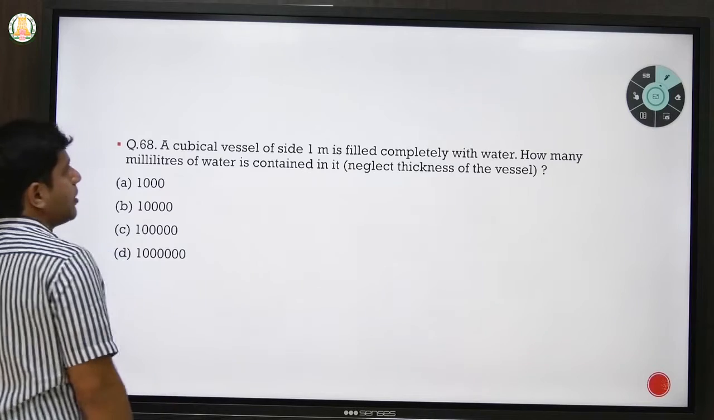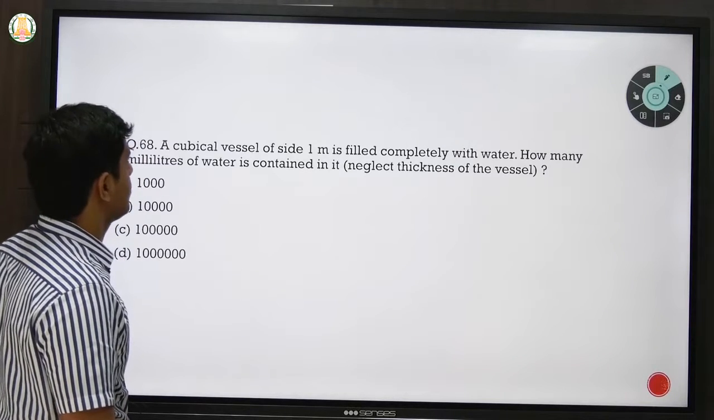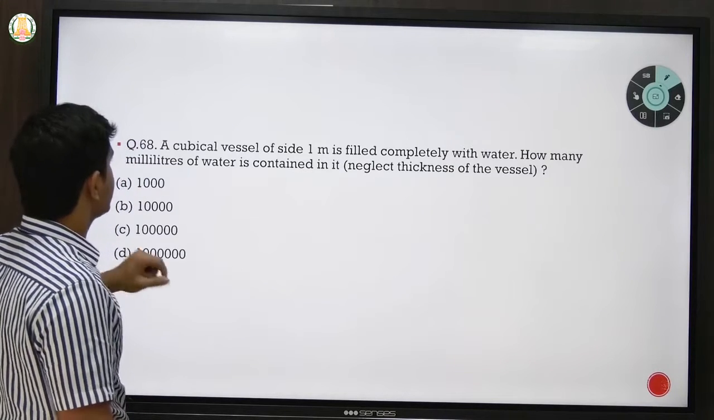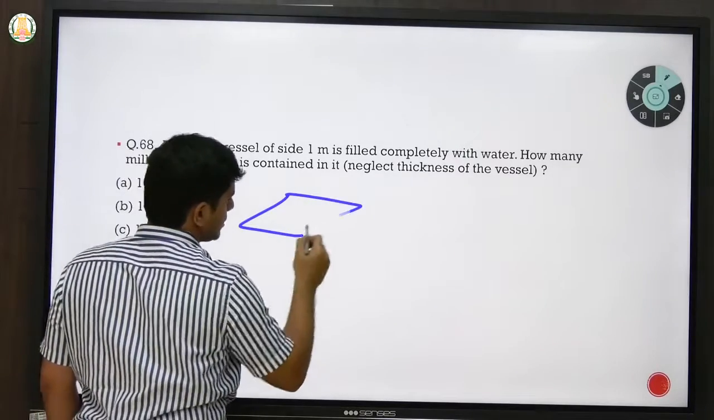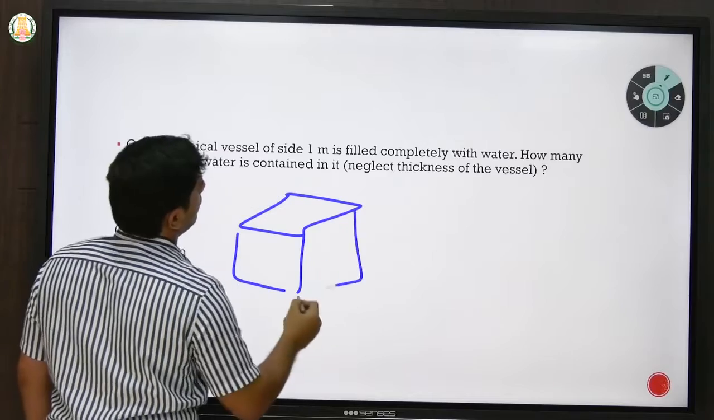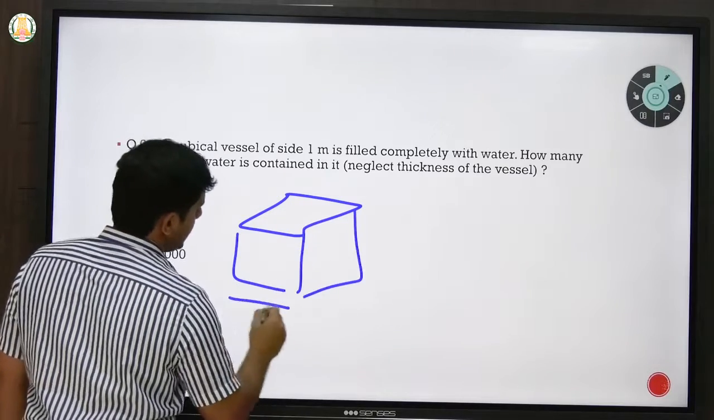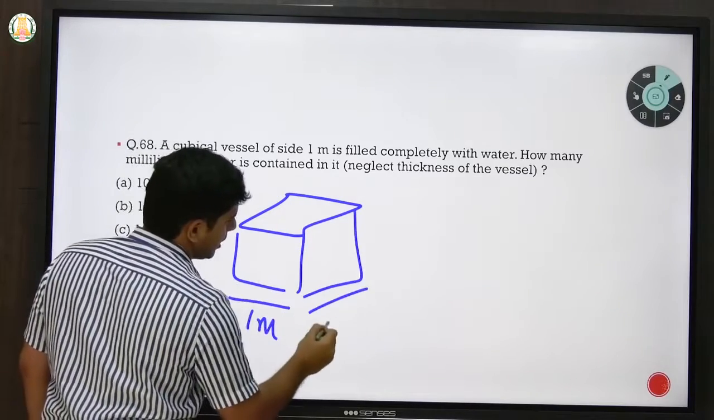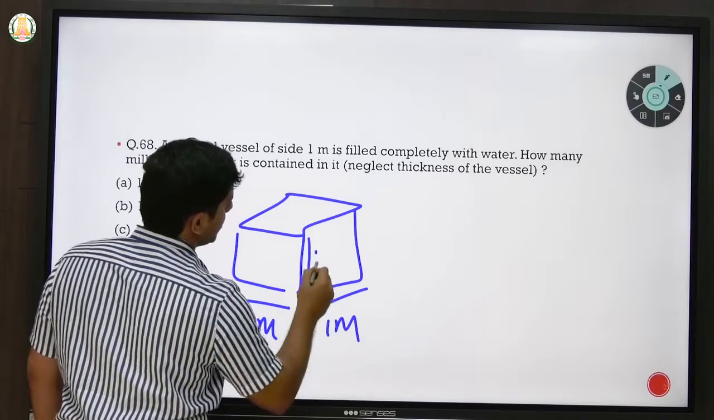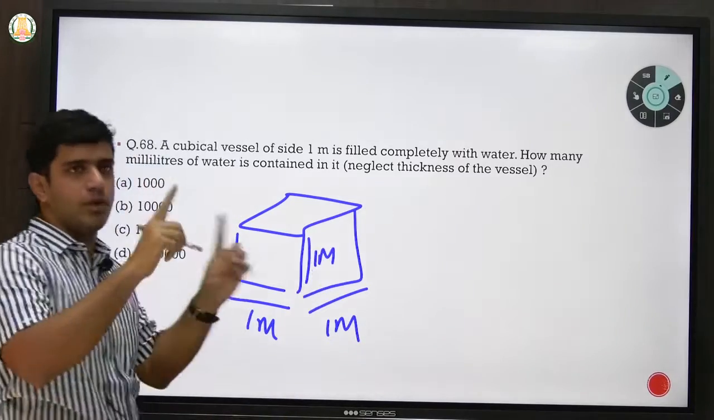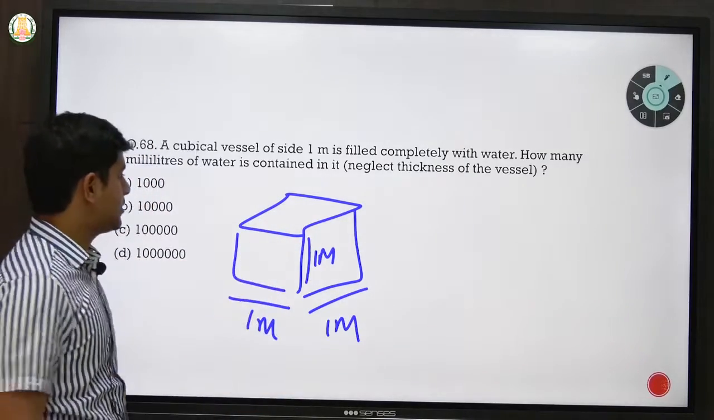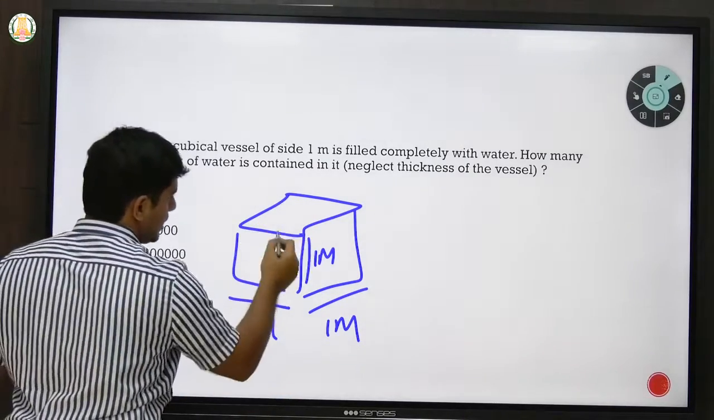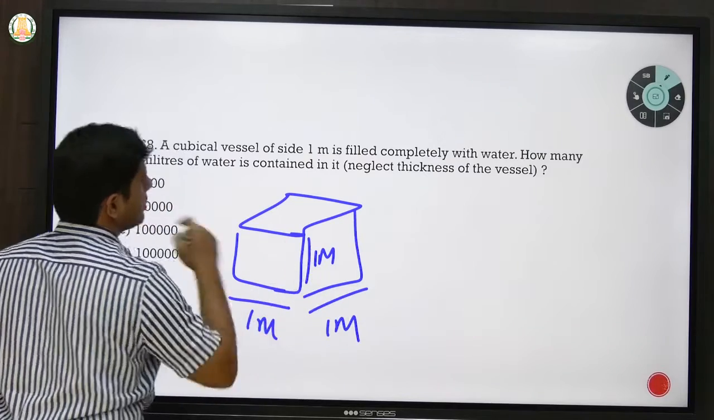A cubical vessel of side 1 meter is filled completely with water. How many milliliters of water is contained in it? So simply he's saying there is a cubical vessel of capacity 1 meter by 1 meter by 1 meter. Okay, so it's a cube. Cube means all three sides will be the same. So the length of each side will be 1 meter.